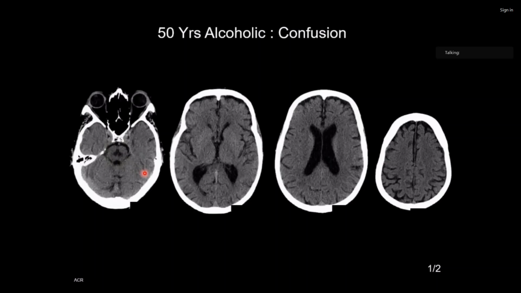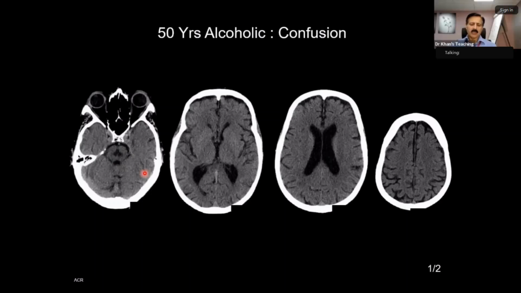In the remainder of the slices, there's no global mass effect. I can't see any other hypodensity. I'm concerned that this could be central pontine myelinolysis. Excellent. So central pontine myelinolysis is an exam case.